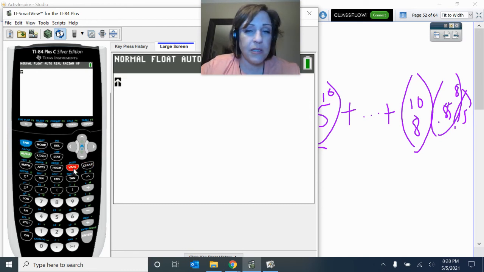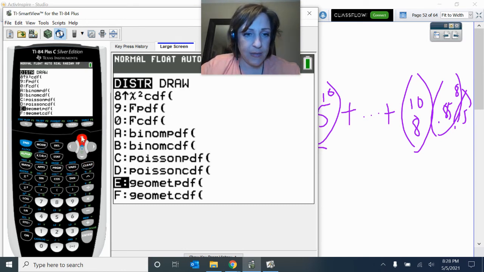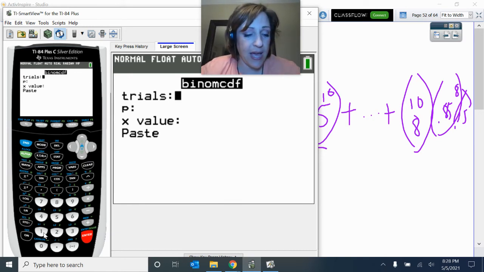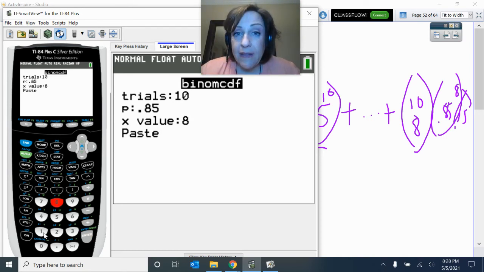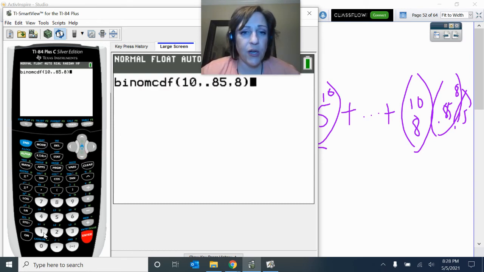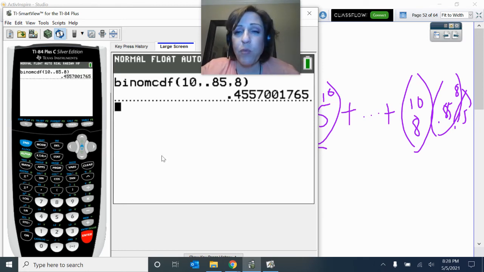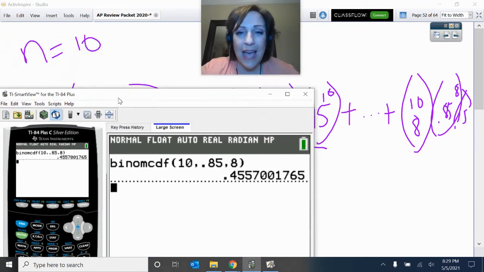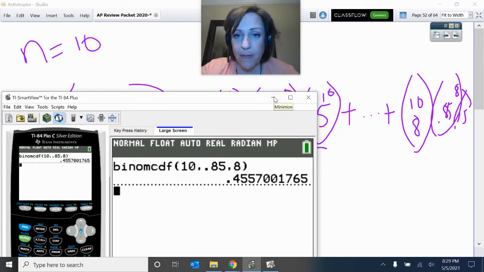So I'm going to, second vars, come on up here, and I'm going to binomial CDF so I can accumulate up to and including 8. So out of the 10, 85% are wearing their seatbelt. I want up to and including 8. If I had said less than 8, I'd be putting a 7 right there because I want 7 and below. All right, so here is then our probability: 45.57% chance that at most 8 will be wearing their seatbelt.